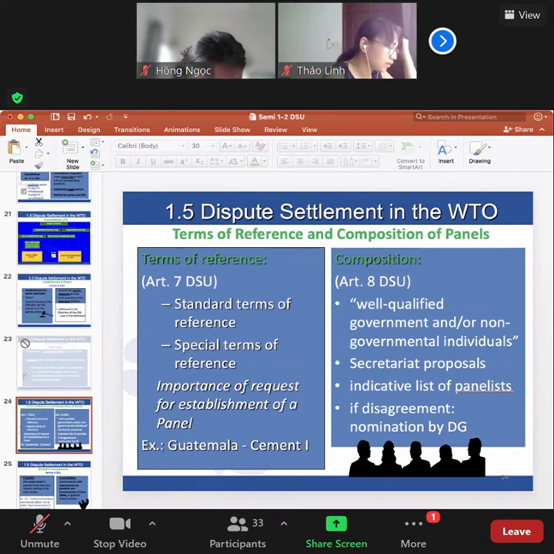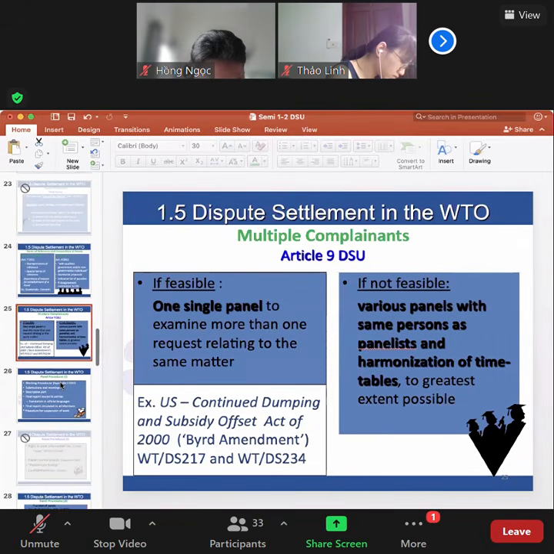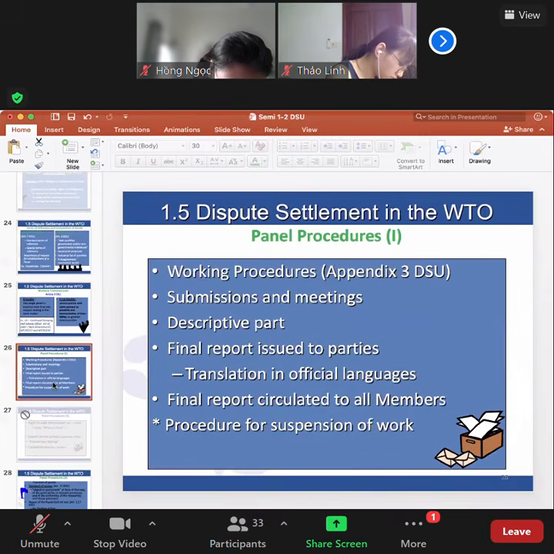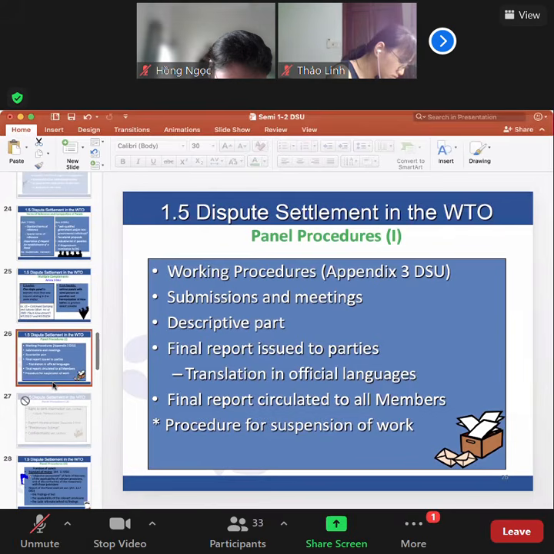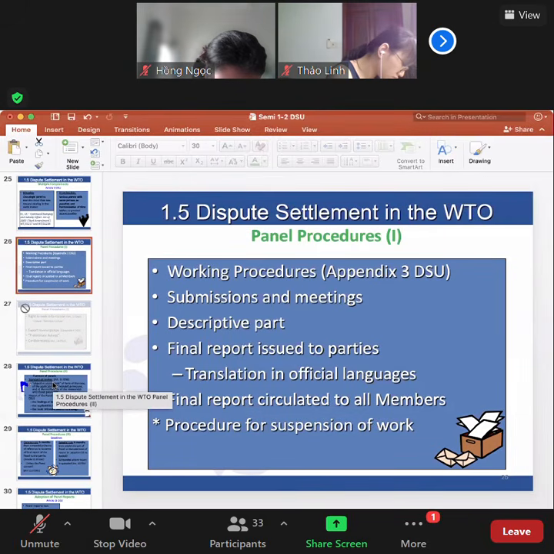So for Article 8, paragraphs 1, 2, 5, 9, and 10. These are specific paragraphs that you need to spend more time reading at home. If you have further questions, you may also raise them right here, right now, in the class. Monocle complaint, I don't think that we have time to talk about this. For the panel procedures, they have prepared the working procedures in Appendix 3, but it's all about procedures, so it's okay for us to know that it has been mentioned in that document, and that's enough.